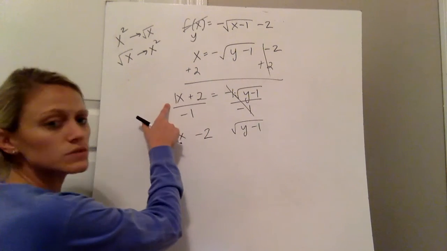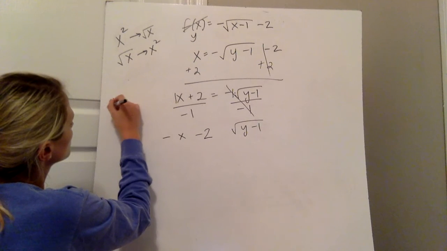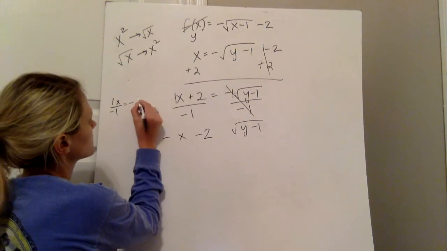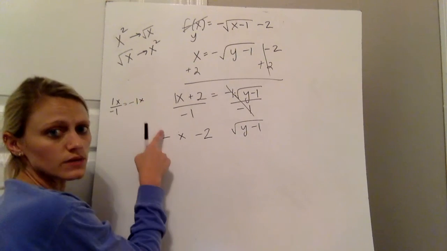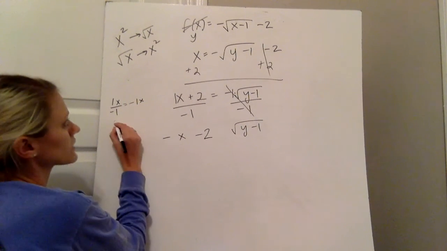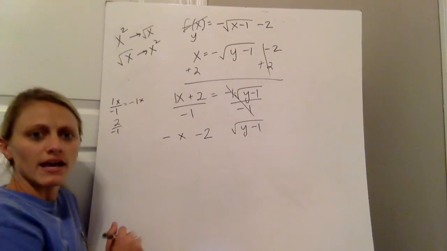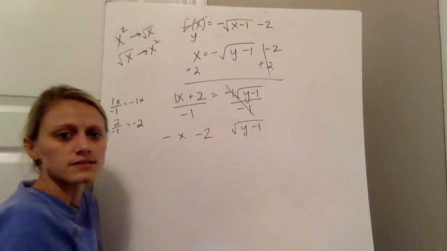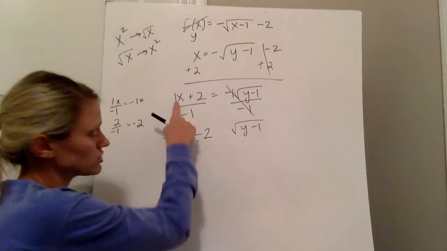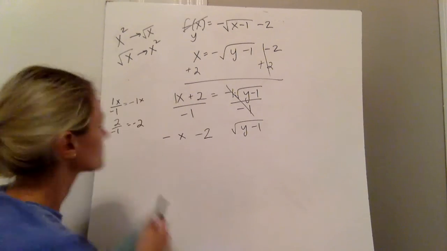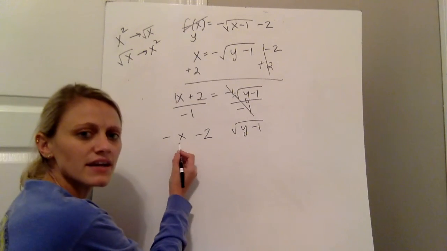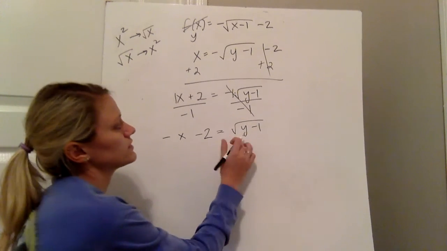So this was just 1x over negative 1, which is just negative 1x, or negative x. And then the next one was 2 over negative 1, which is negative 2. If you need to break it up like this, then you can. So each of these is over negative 1. You don't have to do this, though. Not a big deal. So now we've got negative x minus 2 is equal to the square root of y minus 1.